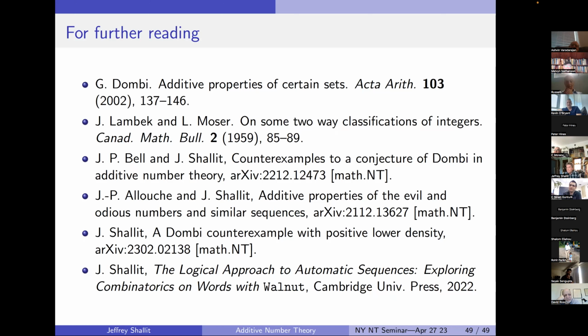Jeff, could you close your screen share? Yep. I kept it up because I thought maybe somebody would ask something about a particular slide. Questions for Jeff without the slides? Yeah. I don't know if you need the slides for this.